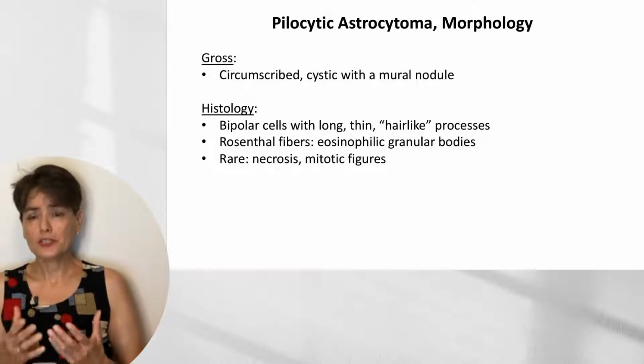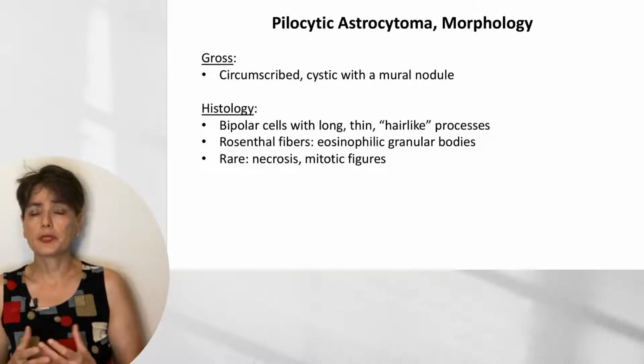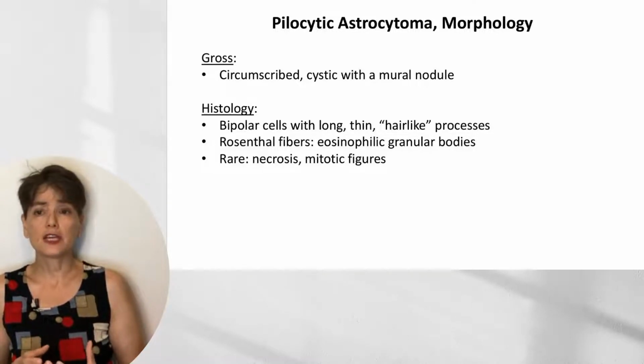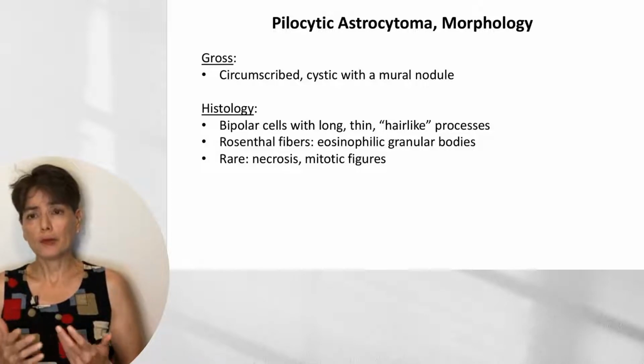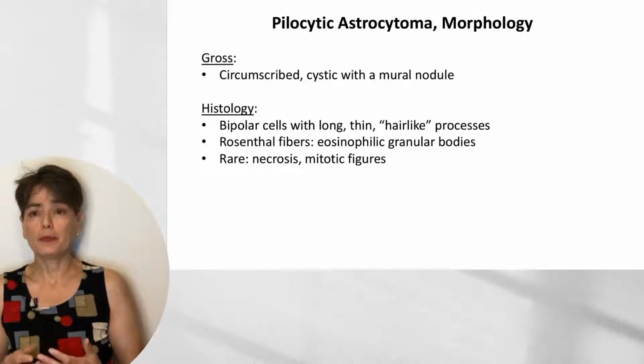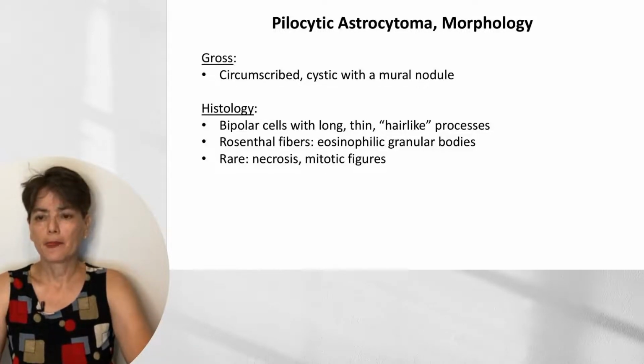Morphologically, we're going to see grossly a circumscribed lesion, which is usually cystic with a mural nodule of tumor. And the reason we call it pilocytic is because microscopically we see these long, thin, hair-like processes. Pilo means hair. Another finding is Rosenthal fibers, which are eosinophilic granular bodies, and I'll show you an image of that as well. And uncommonly, we can see necrosis and mitotic figures.